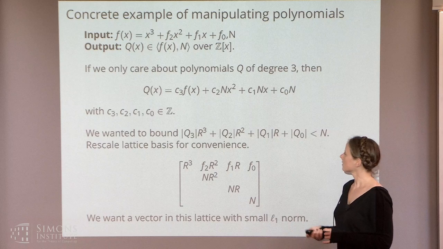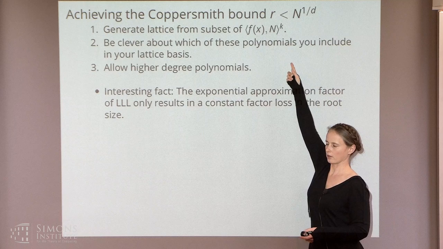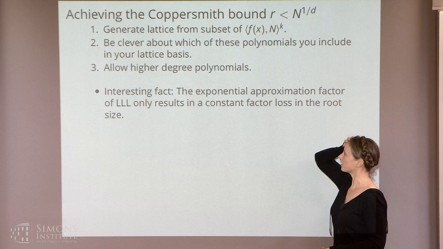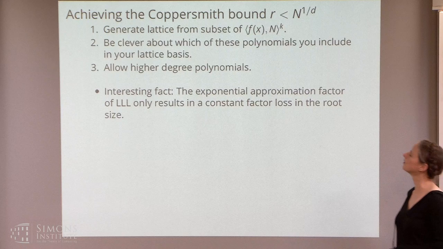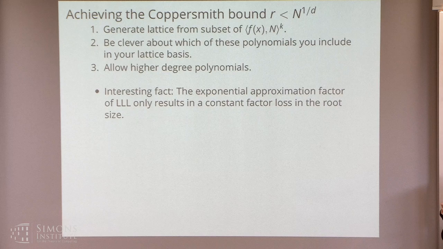So these two things, plus being clever about which of the polynomials, because you can generate a large number of polynomials that satisfy this, that you want to take a linear combination of them, and you're clever about which ones you actually include in your lattice basis that you're going to reduce. So that is the whole set of tricks that Coppersmith's theorem exploits. This is super black magic, right?